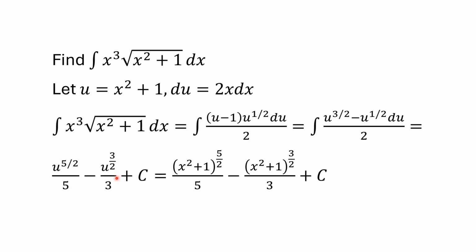And u to the 3/2, excuse my equation editor, I typed them the same and adjusted this one, over 3, the 2's will again cancel, plus c. And so now I'm going to substitute back to x squared plus 1. So I got (x squared plus 1) to the 5/2 over 5 minus (x squared plus 1) to the 3/2 over 3 plus c.